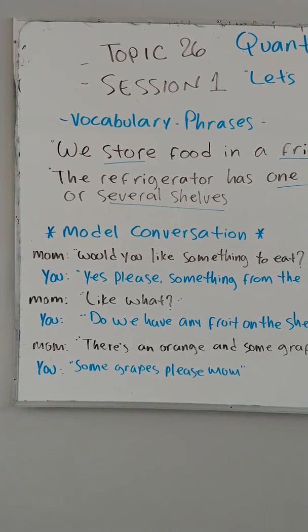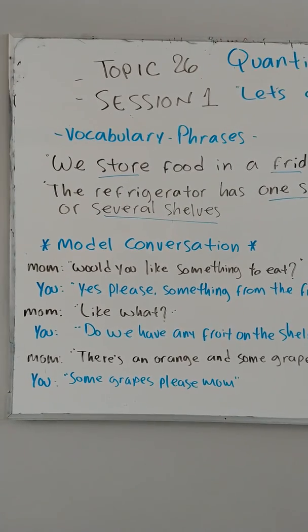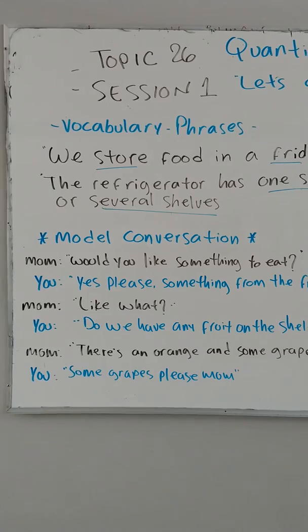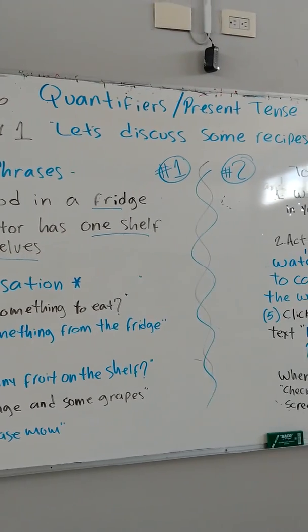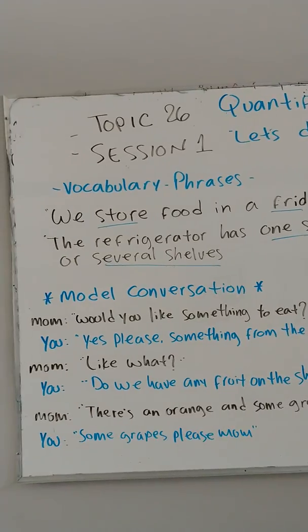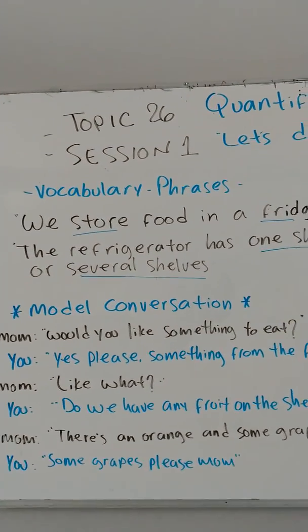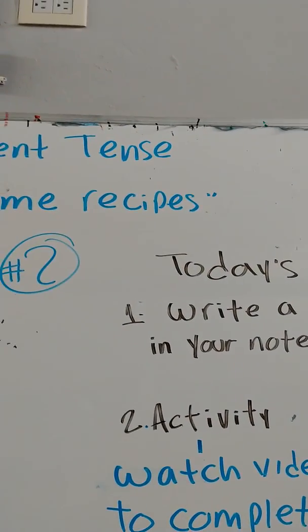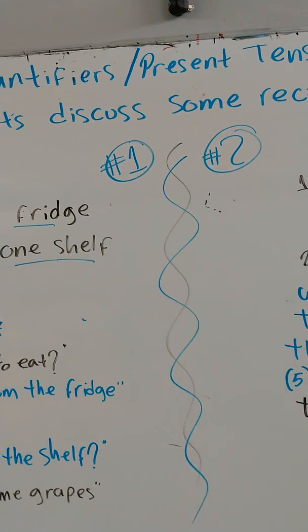Alright, so let's start. We're going to stay in the food and cooking context. So we're going to work with quantifiers and present tense. And on session 1, we're going to start talking about recipes. Recipes, you know what a recipe is? We're talking about the cooking context.